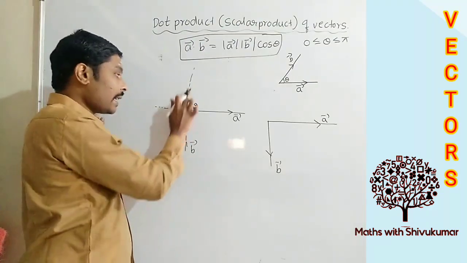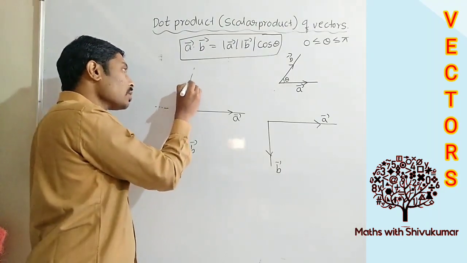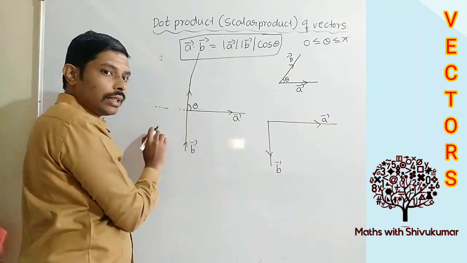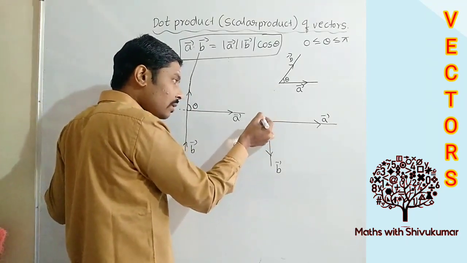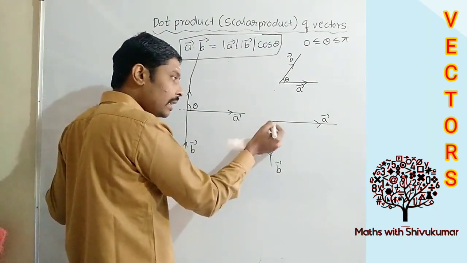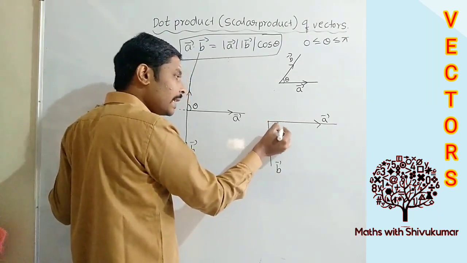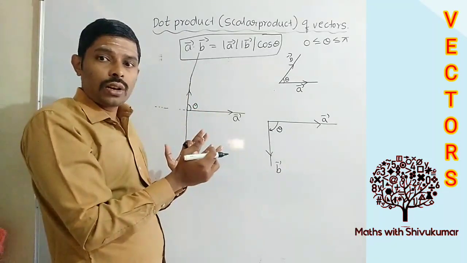Because direction is like this. After intersecting, I want the direction extended far out. Then I have considered this as the angle between these two. So here what happens? Don't consider the angle between these. This is not our angle. We take the smallest angle between these two. What is the smallest angle? Theta. That is why theta value lies between 0 to 180 degree.